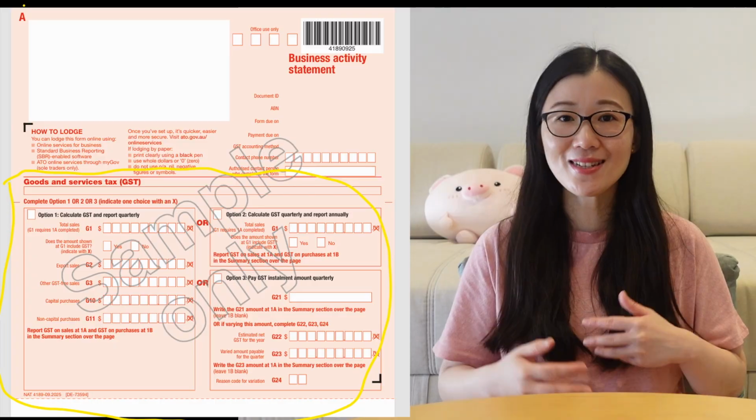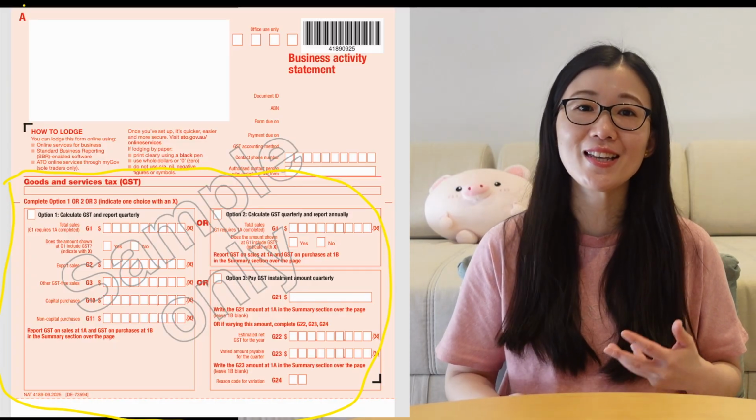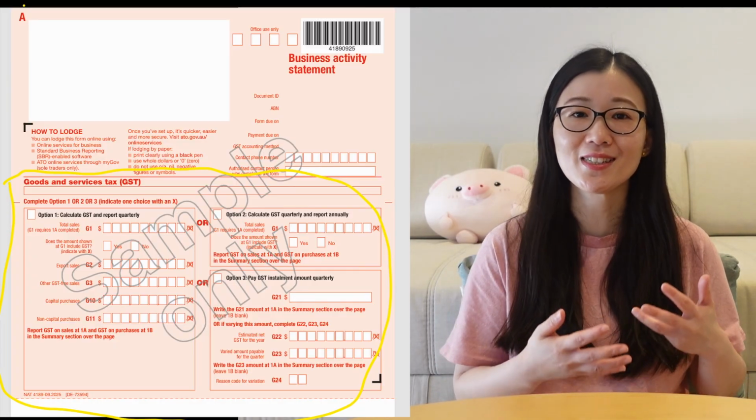Among all the taxes reported on the BAS, GST reporting is often the most complex and time-consuming. So in this video, I will cover the detailed steps, generally, of how to complete the GST section of the BAS. Step 1. Gather and reconcile your data to get the correct GST calculation. You need to ensure the bookkeeping is up to date.